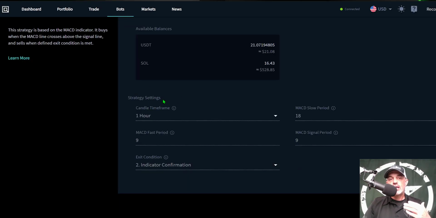And my strategy settings were a candle time frame of 1 hour, the MACD slow period of 18, MACD fast period of 9, and a MACD signal period of 9 as well. And then I selected the exit condition to be based on indicator confirmation. I could have selected a percentage, but in this case, I'm actually letting the indicator determine when to exit the position.